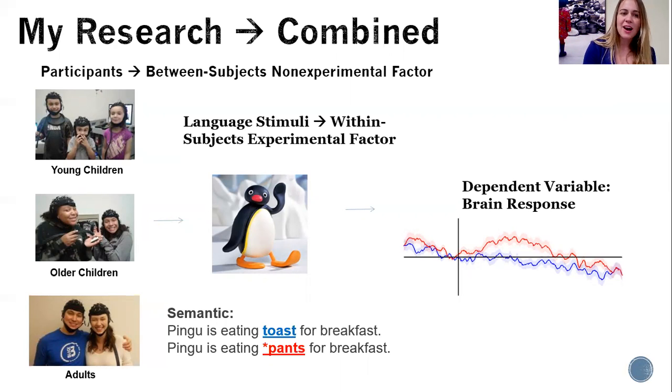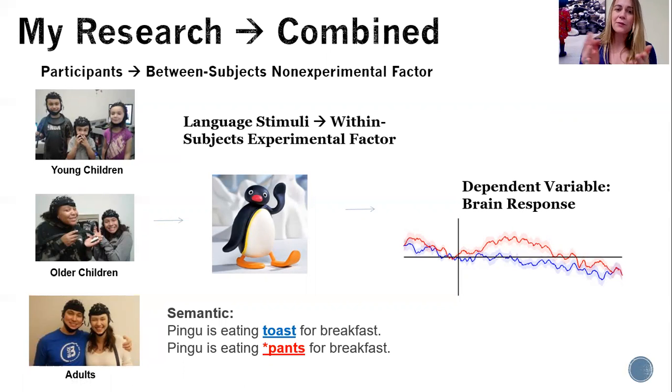Our participants are different groups of kids. I can't randomly assign them to be young or to be old, so this is a between subjects non-experimental factor. It's also an example of a cross-sectional design because I'm looking at development by comparing different groups of kids: young kids, older kids, and adults. I had them all come into the lab, where I use EEG caps to record the electrical activity from their brain when they listen to different stimuli types.